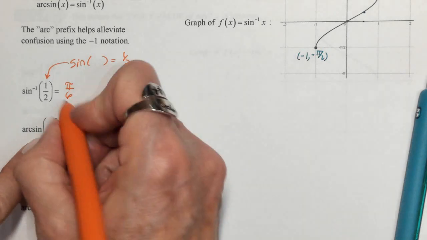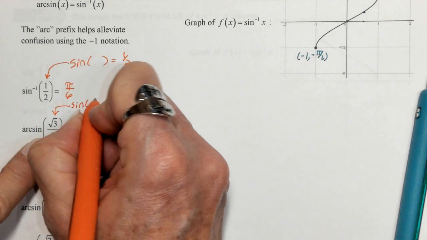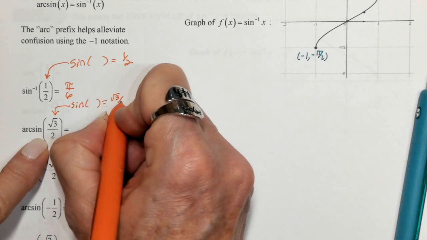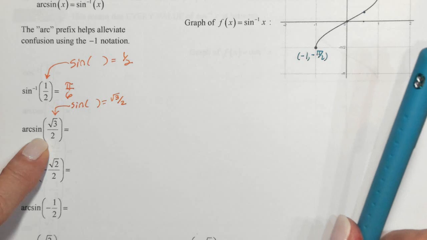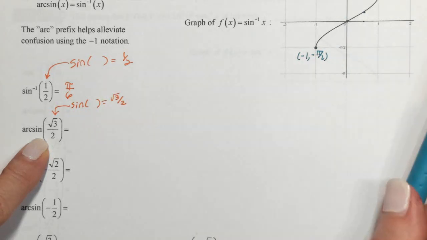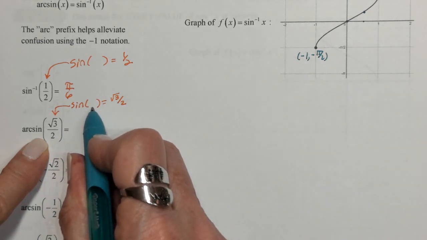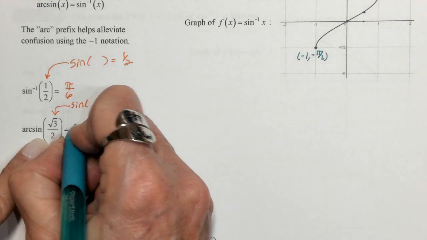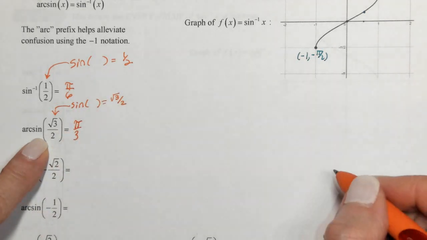So remember, you're thinking to yourself, sine of what is square root 3 over 2? We have to know our unit circle values very, very well, because now we're going backwards. So arc sine of square root 3 over 2, sine of what is square root 3 over 2? That needs to be pi over 3. Okay?